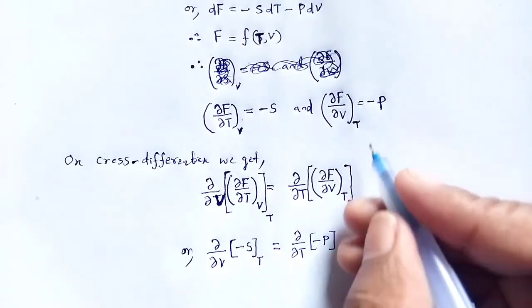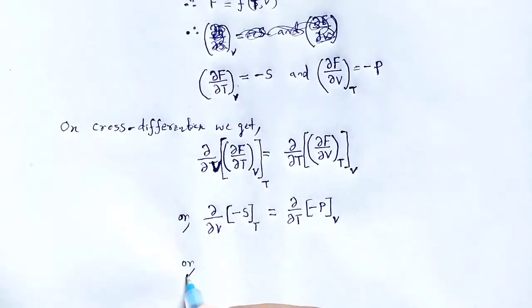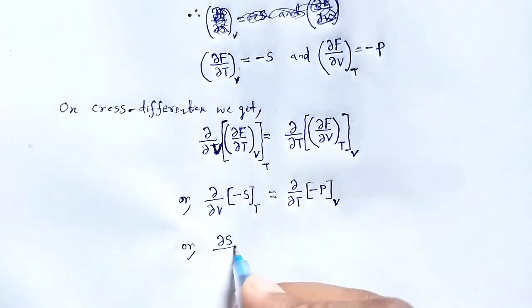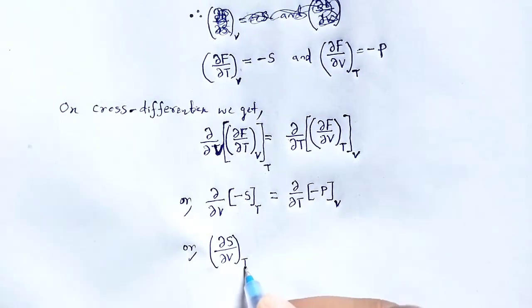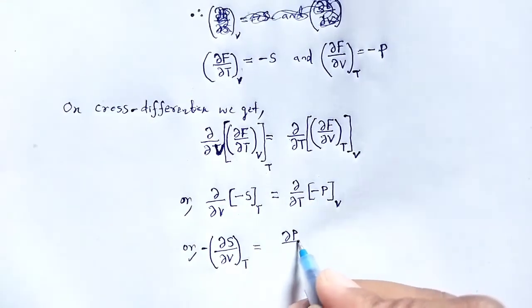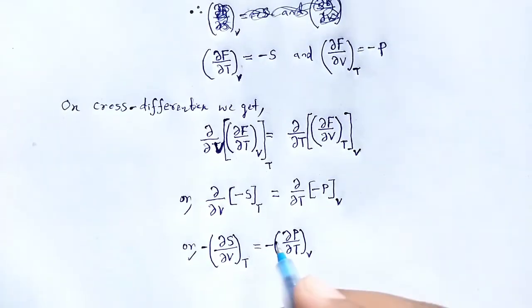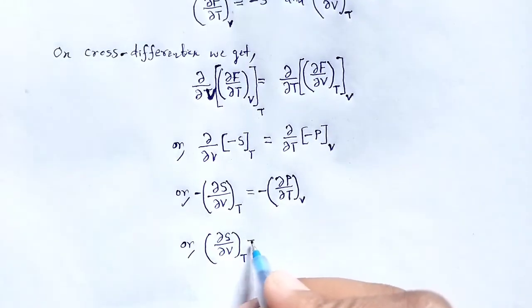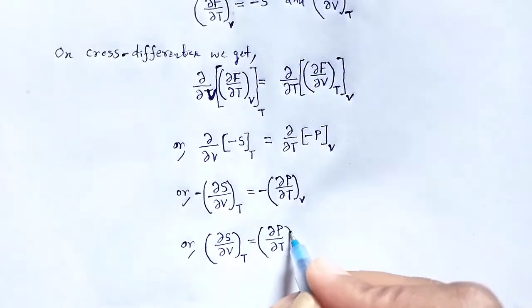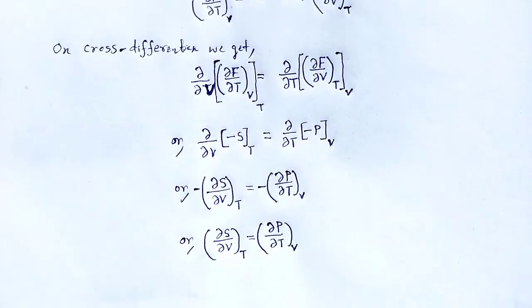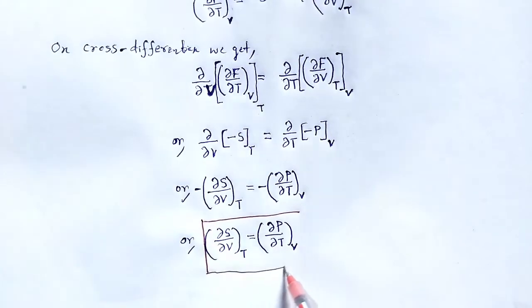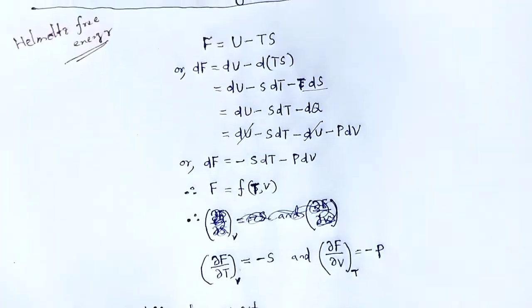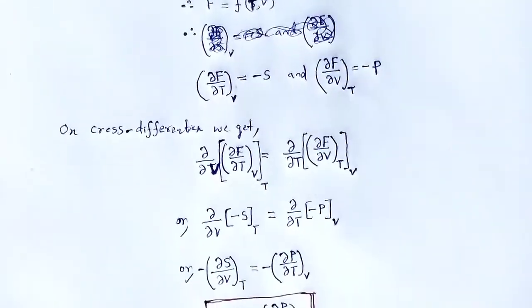So we write it in this manner: del S by del V at constant T, negative, is equal to del P by del T at constant V, negative. The negatives cancel out, so del S by del V at constant T is equal to del P by del T at constant V. That is Maxwell's second thermodynamic relation. Taking the potential as Helmholtz free energy, we proceed like this and finally get the second one.